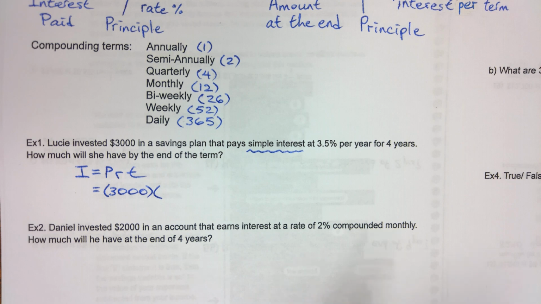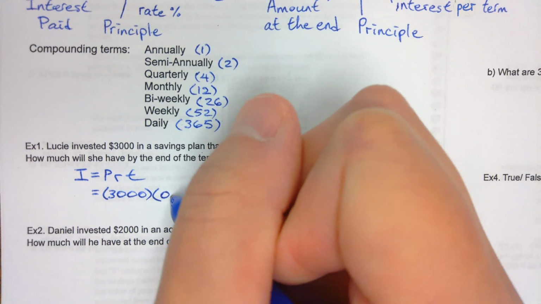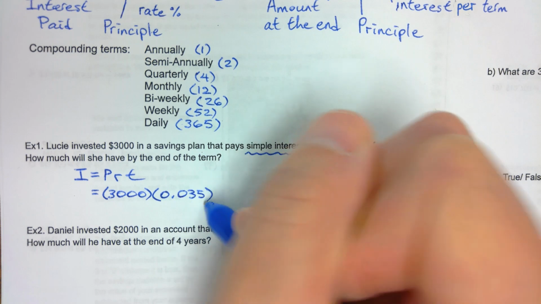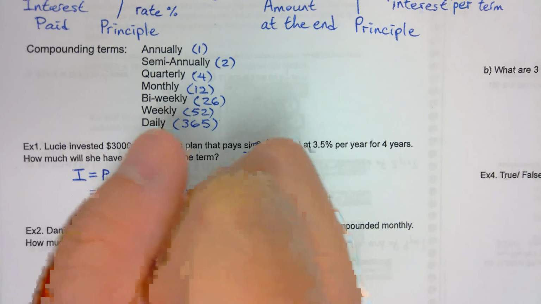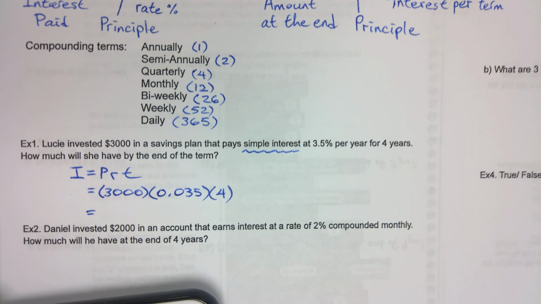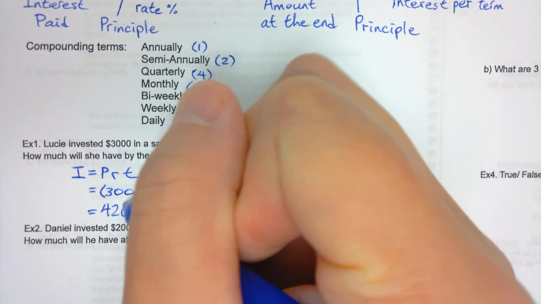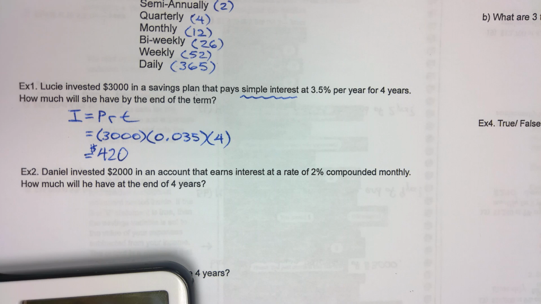Vanessa? 3.5%? Right, 0.035. Don't forget to always change it to a decimal. And I'm doing this simple interest for 4 years, so 4. On the calculator, you can do it all at once. 3,000 times 0.035 times 4, you get 420. So is that my final answer? At the end of my term, I will have $420, right?